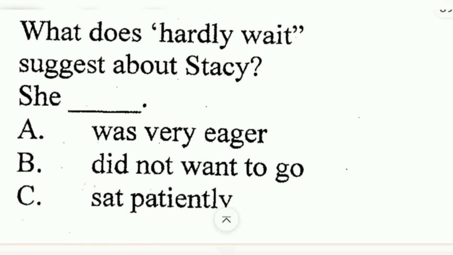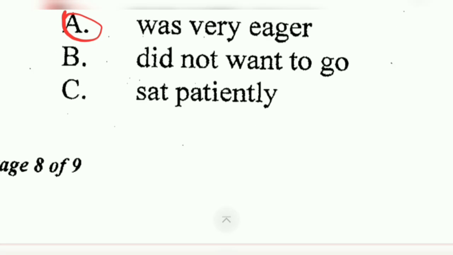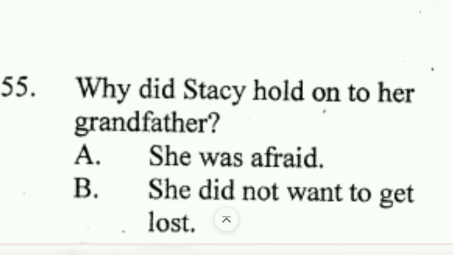Let's look at the questions. What does hardly wait suggest about Stacy? So remember it says she could hardly wait. A says she was very eager. B says she did not want to go. If you can hardly wait, would that mean you don't want to go? C says she sat patiently. If you sit down patiently, that means you can't hardly wait. The answer is A. She was eager. Meaning she was excited, wanting to go right away, can hardly wait.